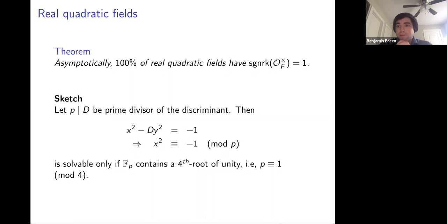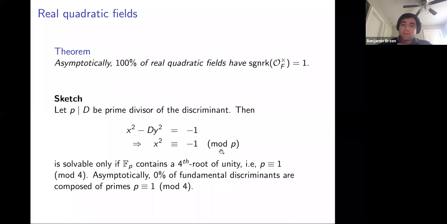So this would mean that if you looked at an arbitrary discriminant and wanted to ask whether there is a solution to the negative Pell equation, you need to make sure that your discriminant is entirely comprised of primes that are congruent to 1 mod 4. Any prime that's congruent to 3 mod 4 would immediately obstruct a solution to the negative Pell equation. And when you start thinking about this asymptotically, if I have a really big discriminant, there are a lot of prime factors to it.